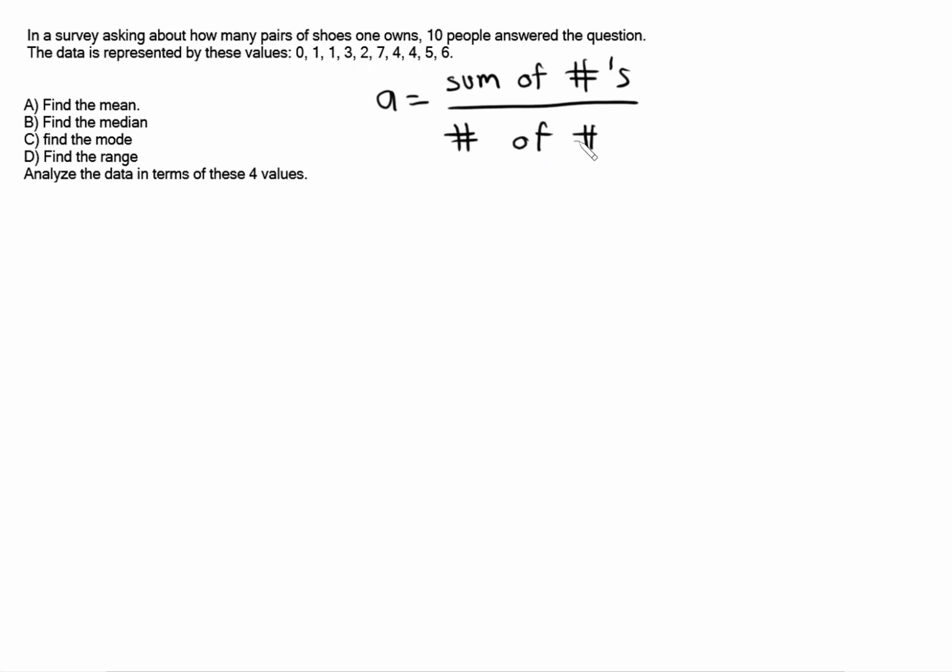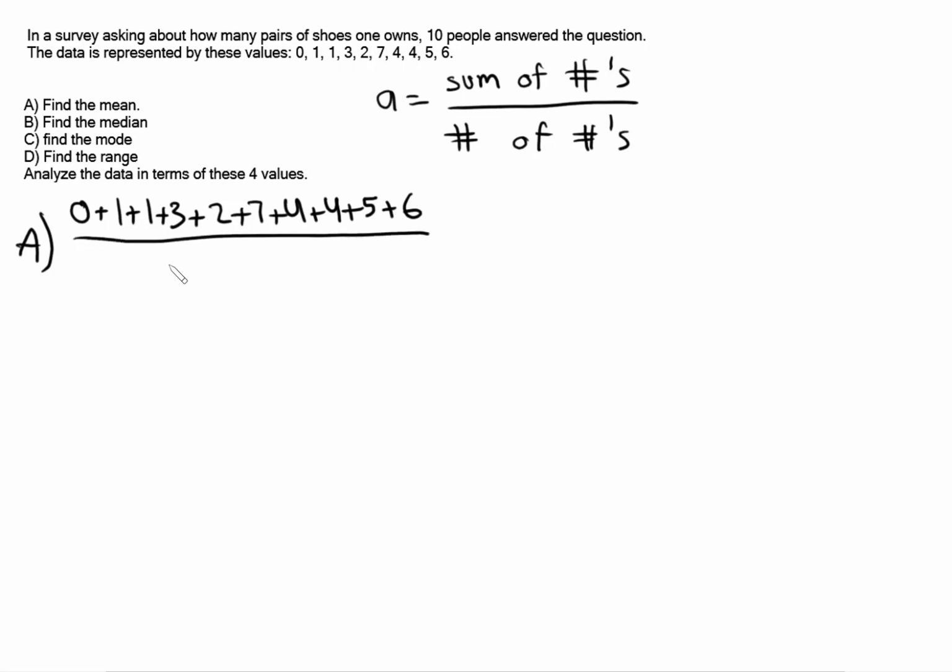So we'll go through this quickly. For part A, find the mean. What we want to do is take the sum of all our data points: 0 plus 1 plus 1 plus 3 plus 2 plus 7 plus 4 plus 4 plus 5 plus 6, over the number of data points, which in this case is 10 because 10 people answered the question. Doing the calculation, you get 1, 2, 5, 5 plus 2 is 7, 14, 18, 22, 27, and we'll get a total of 33 as our sum over 10.